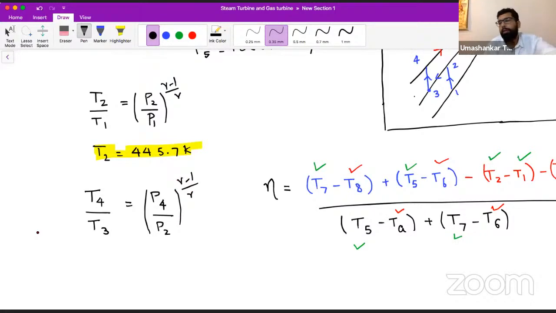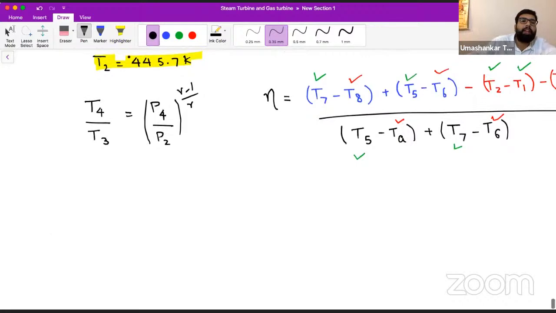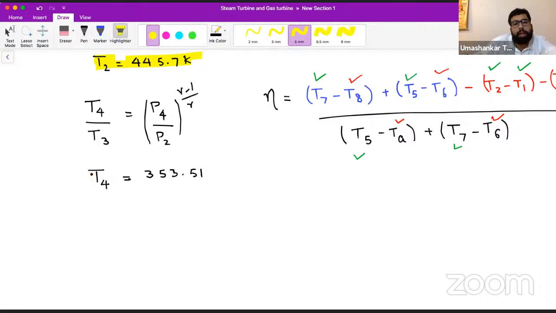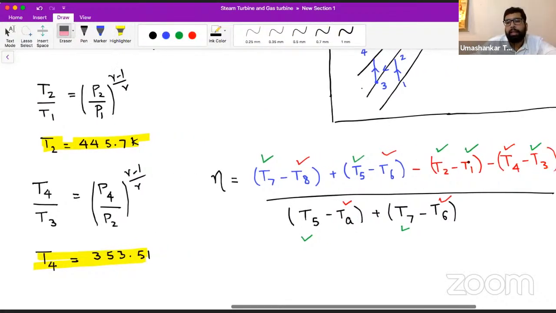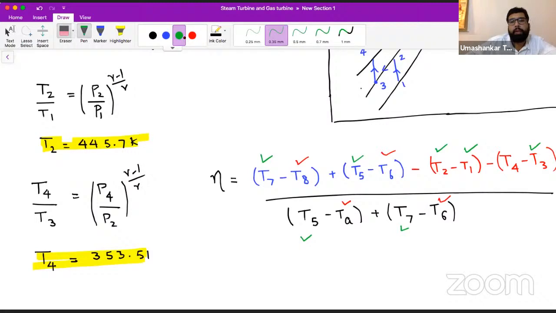Is that okay or not? So we have the value of T3, P4 and P2. Can we find the value of T4? So you will say yes sir, certainly we can. We can find the value of T4 and it is coming out to be 353.51. Those who are live can tell me if I am doing it rightly or wrongly, or you can cross check the values as well. So we have the value of T4. So let's just erase our mark from T4 and put a green line over it. So we have now T4.